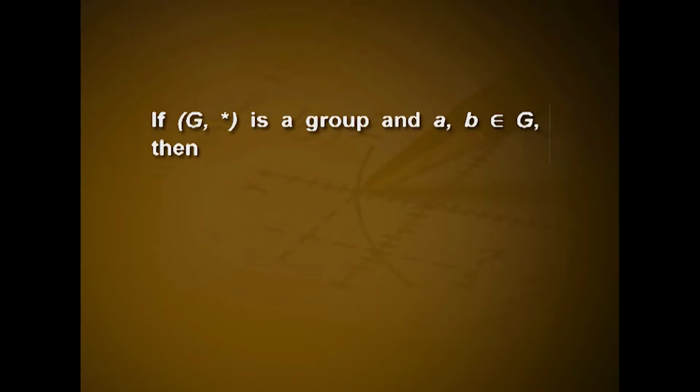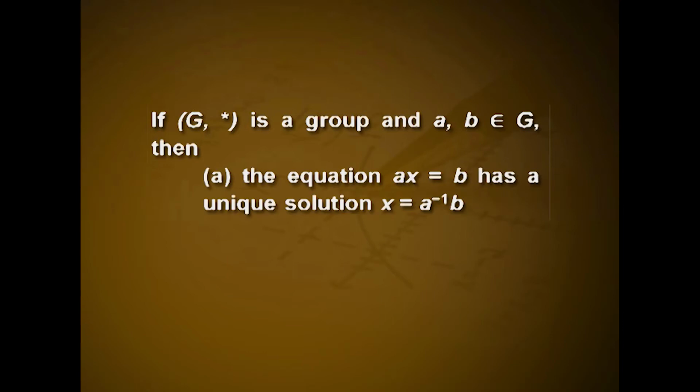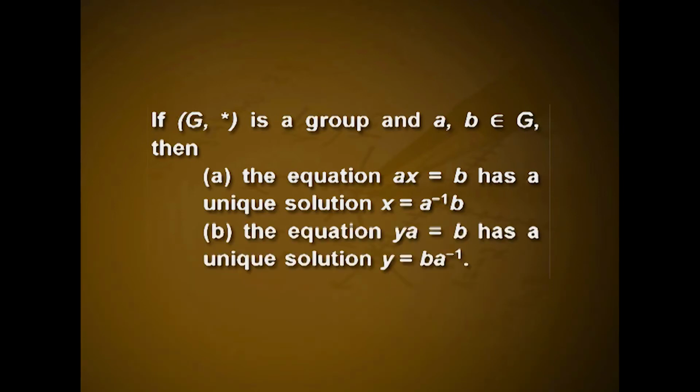Theorem. If (G, *) is a group and A and B are elements of G, then first, the equation Ax = B has a unique solution x = A⁻¹B, and second, the equation yA = B has a unique solution y = BA⁻¹. Proof. For the first one, suppose we have Ax = B. Pre-multiplying this equation by A⁻¹ gives A⁻¹Ax = A⁻¹B, which implies (A⁻¹A)x = A⁻¹B, which is Ex = A⁻¹B. That is, x = A⁻¹B.